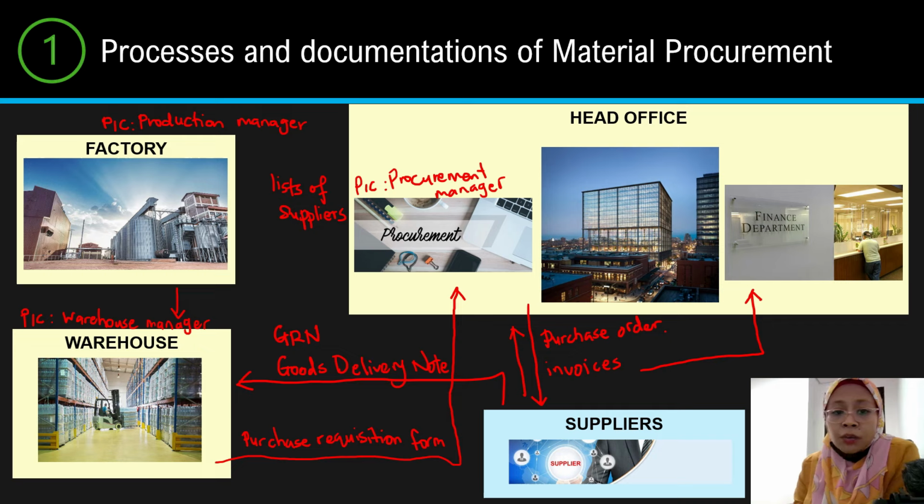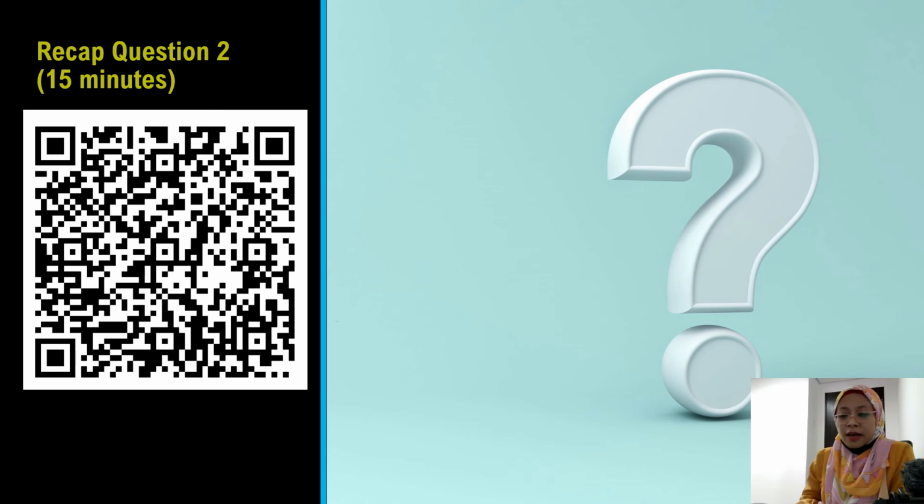So this is how the process of raw materials will take place. When the finance department releases the payment to the supplier, the supplier will issue a receipt to the department, right? So that is the whole process of procuring or purchasing raw material from suppliers. Please take note what the documentations involved are, and what the purpose of the documentation is.